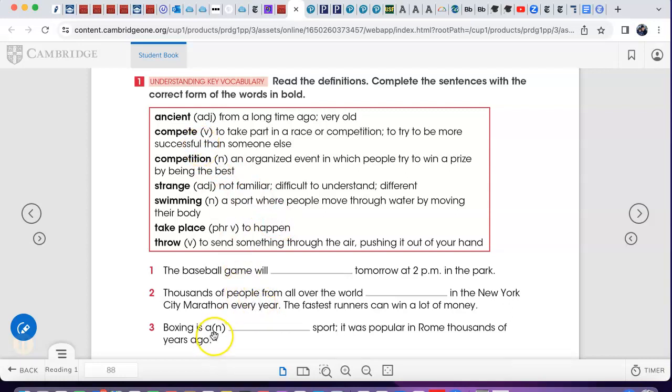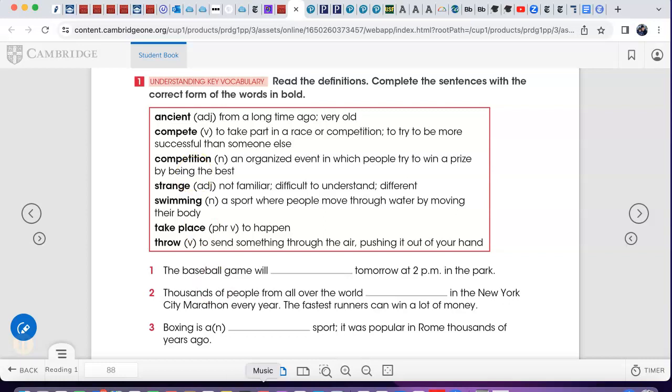All right, let's do one more together. Number three, boxing is a blank sport. It was popular in Rome thousands of years ago. So we have the article a, so we know that the answer is going to be a noun, right? We have a or an. A or an is an article used with nouns. So our options are competition.